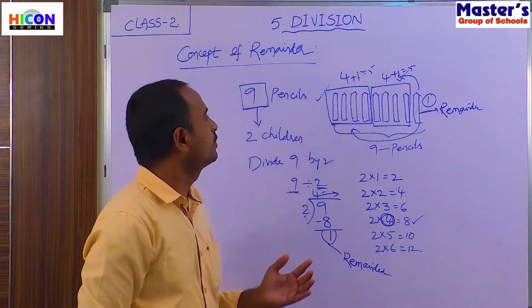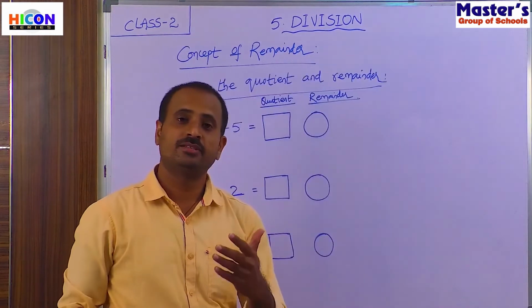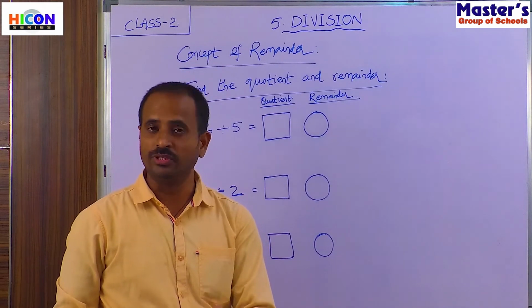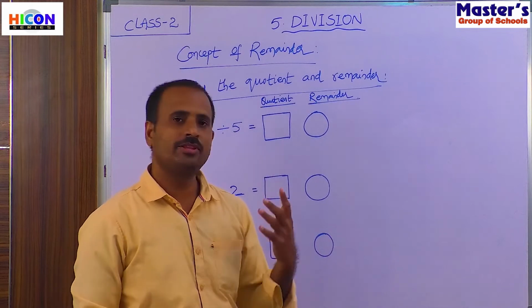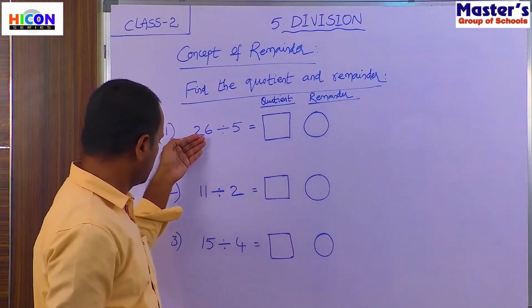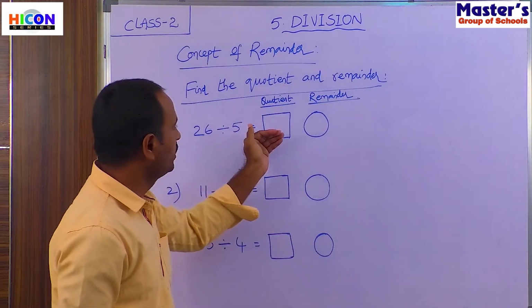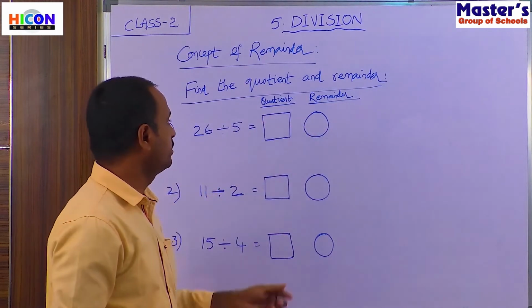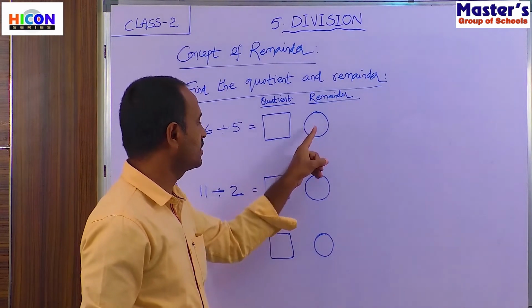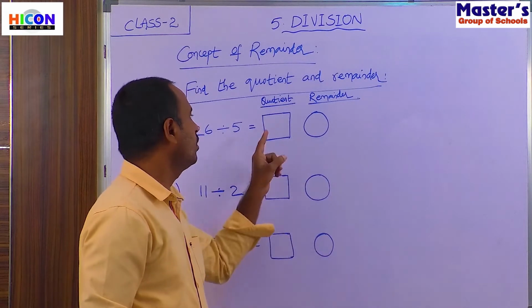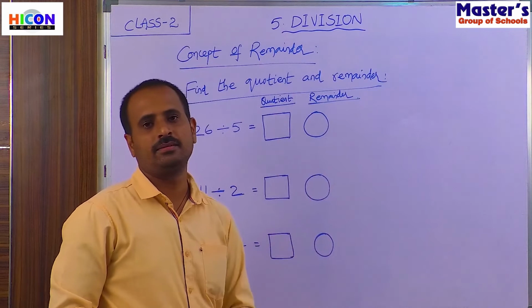So children, let us practice some problems on the concept of remainder. Let us do some divisions to understand the concept of remainder. Children, look at the board. There are 3 divisions given. In each division we have to find the quotient and the remainder. And write the quotient in the box given and write the remainder in the circle given.